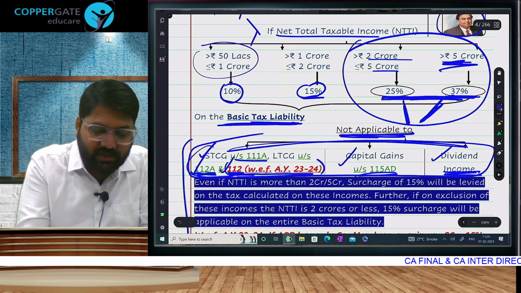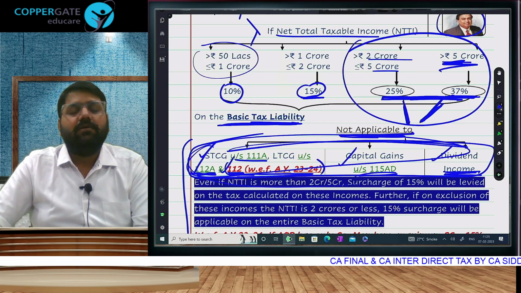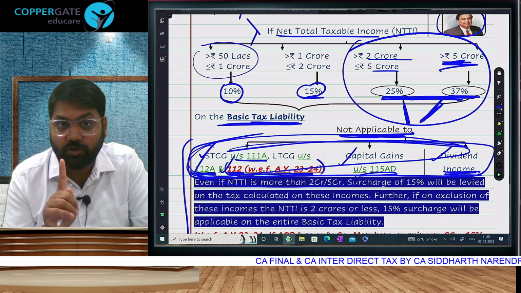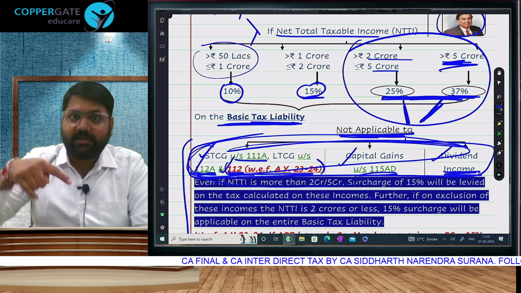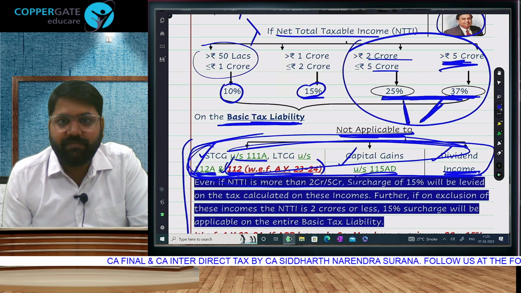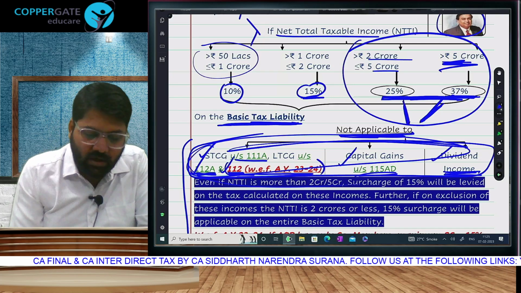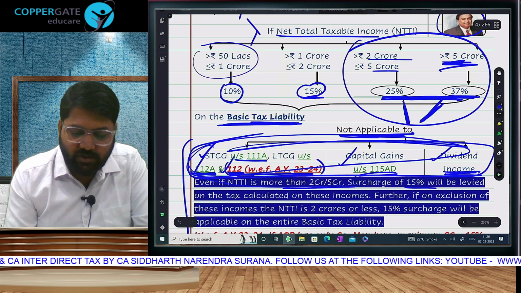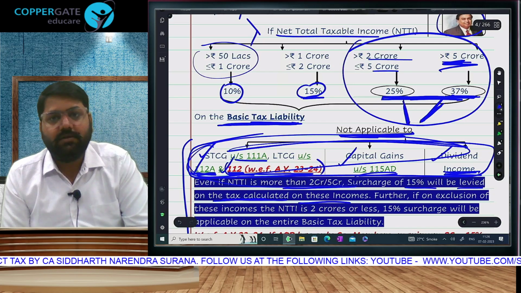Now whether these incomes are 5 crore, 10 crore, 40 crore or 100 crore, the surcharge will never be more than 15%. And also be clear, it is not going to be calculated on the income. On these incomes, we will calculate tax. On the tax, the surcharge will be maximum 15%. So, even if your net taxable total income is more than 2 crore or 5 crore, a surcharge of 15% will be levied on the tax that you have calculated on these incomes.